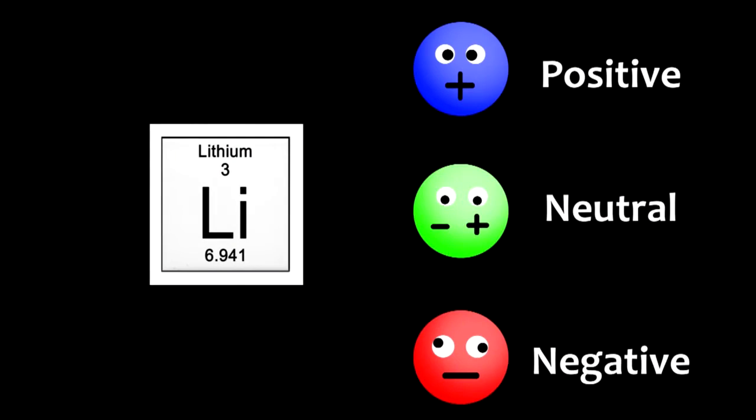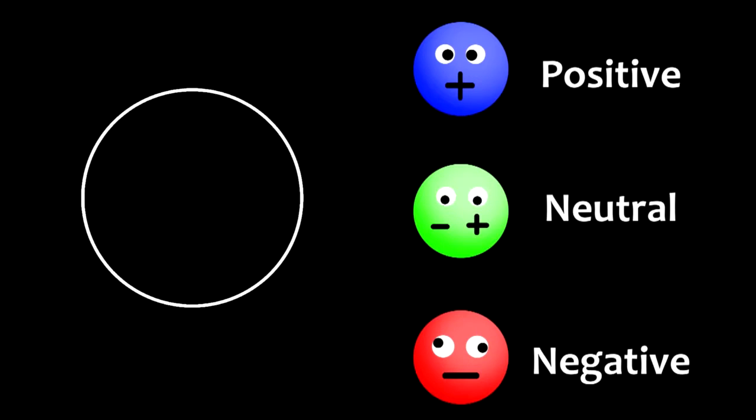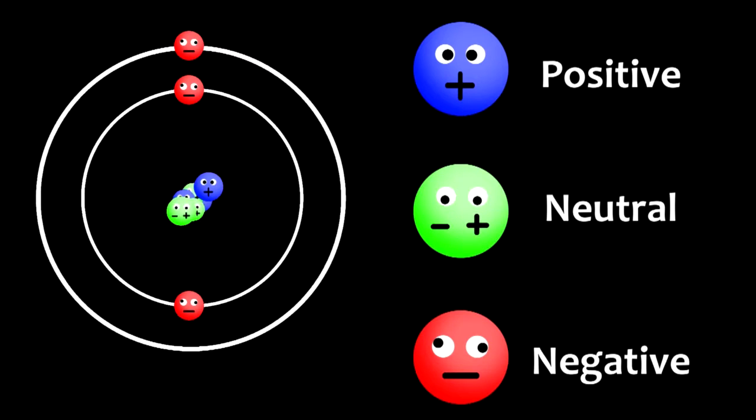So let's look at the next one. Lithium. Lithium is number 3 on the periodic table. That means it's going to have 3 protons, 3 neutrons, and 3 electrons. But the first energy level can only hold 2 electrons. So, what do you do about the third? Well, it's simple. It makes another energy level.